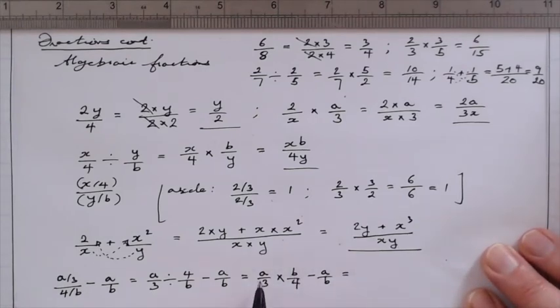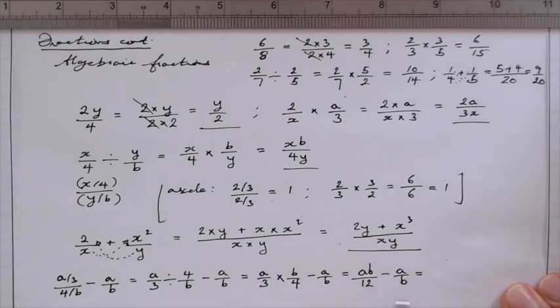Multiplying these 2 fractions together, I have on the top a times b, on the bottom I have 12. And then I'm subtracting a over b. Now I'm going to cross multiply, so I take the b upstairs, I take the 12 over to there, so I have ab times b, which will give me ab squared, and I subtract from that 12a. This comes up here and gives me 12a all over 12b.